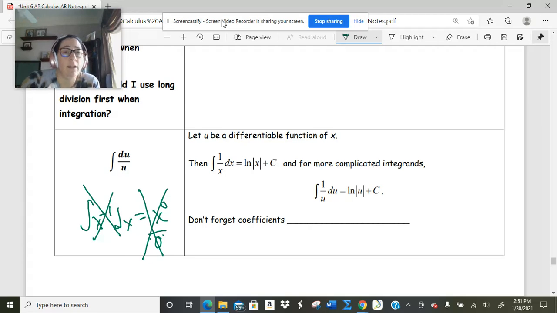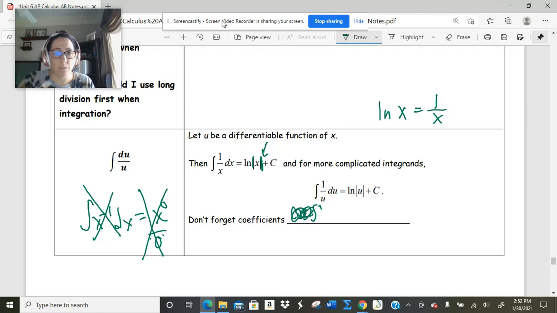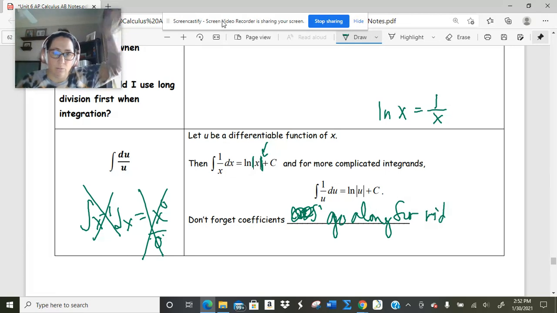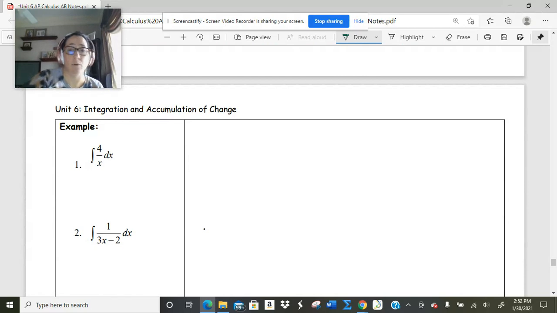So the derivative of ln of x, if you remember, is 1 over x. So the antiderivative of 1 over x is ln of x, which, with a little bit of a hiccup, is the absolute value of x, okay? So we've got to be careful on that. And then, of course, plus c, the constant of integration. And then don't forget that the coefficients go along for the ride. Okay? So we're going to look and see how this works with some U sub or even just in general.